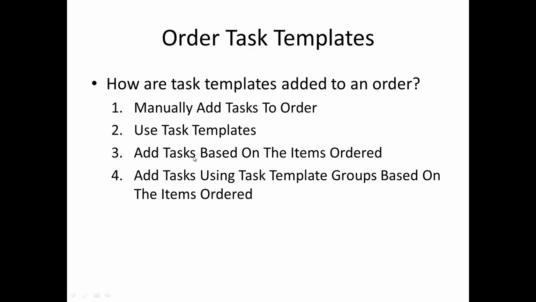You can add tasks based on the items ordered. In this instance, it'd copy everything in the invoice, all the names of the items in the invoice, and stick them into the order as a task. And then you can add tasks using task template groups. So in this instance, what it would do is that it would go through and say, okay, they ordered this product. Is there a task template that is linked to this product? And if so, you'd add all the tasks that are associated with this product. We'll go through and give you some examples of all that.